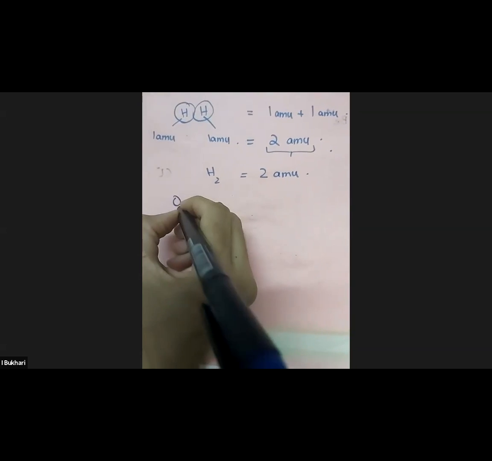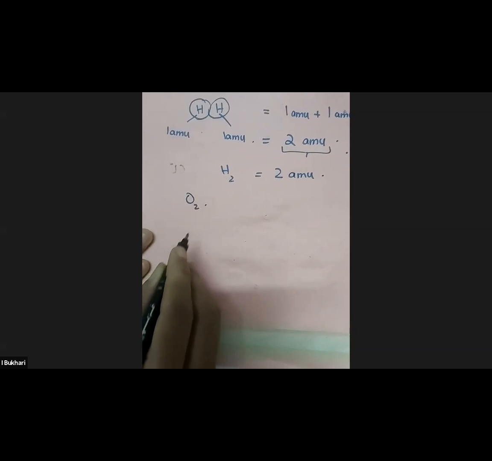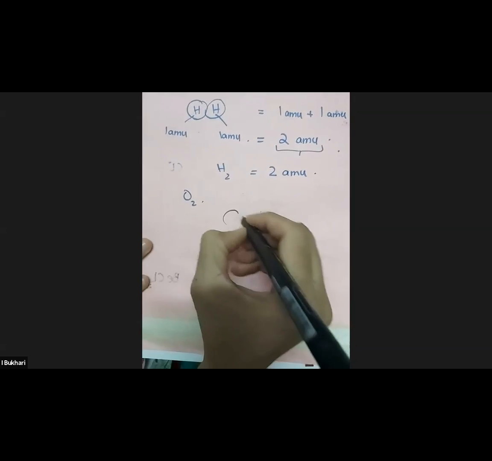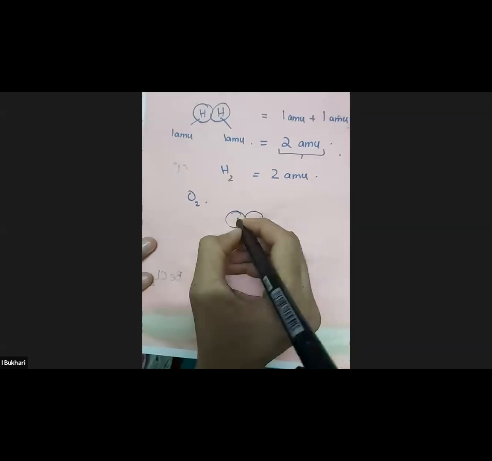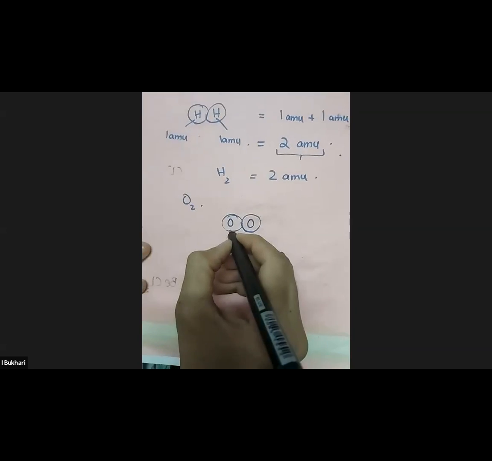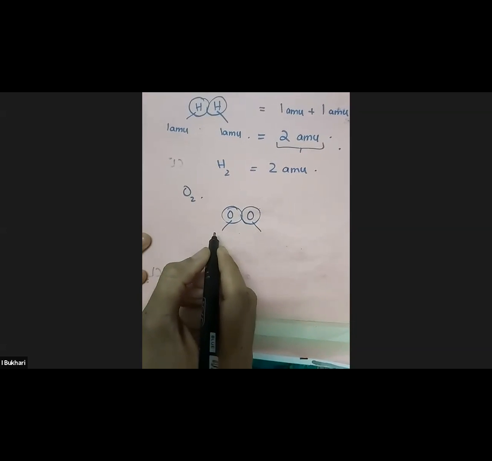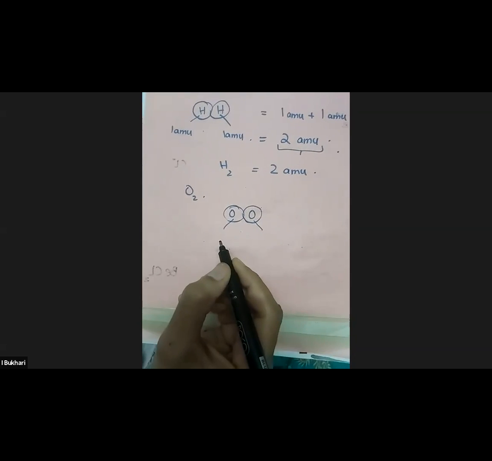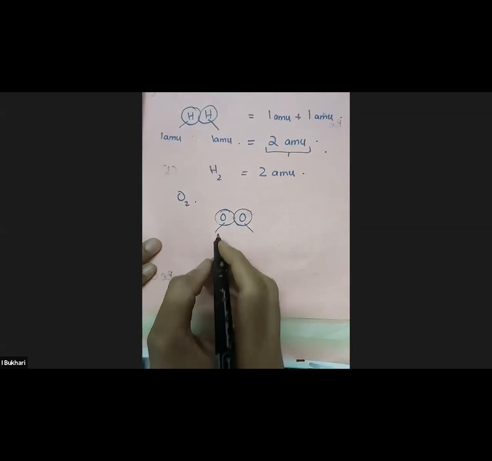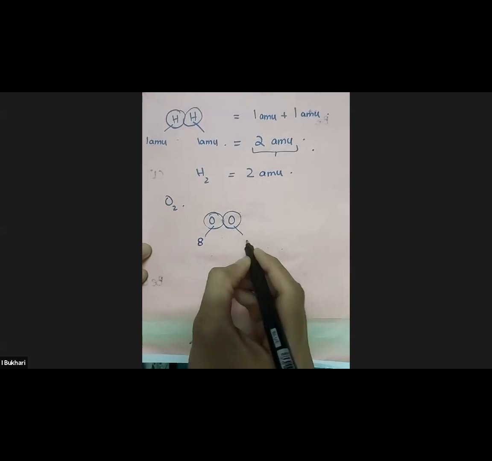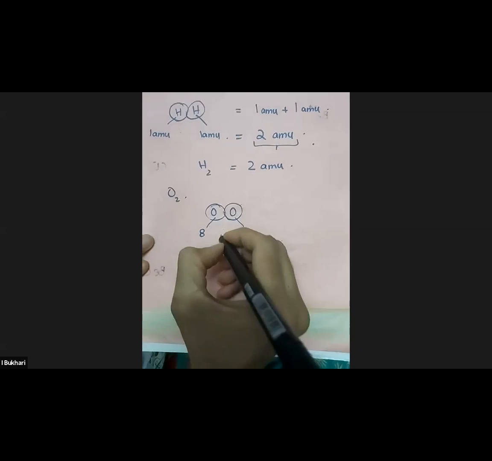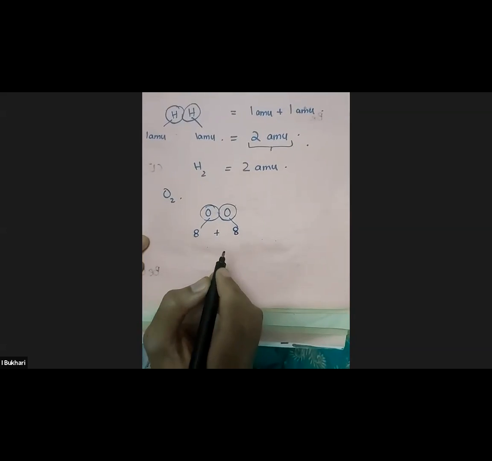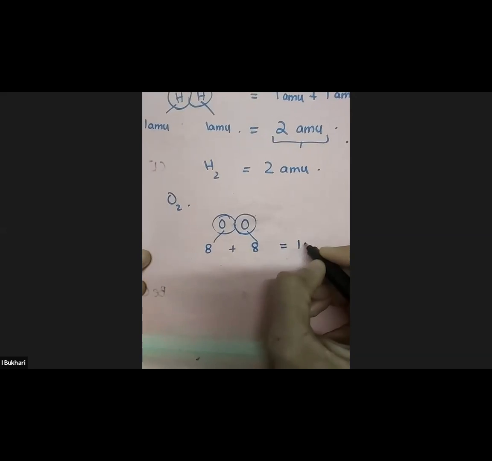Let's do oxygen. Oxygen again has 2 oxygen atoms bonded together. What is the atomic mass of one oxygen atom? Use your periodic tables. 8. Yes, Amra Javed, 8. And this is also 8, because this is also oxygen. So 8 plus 8 would give me the formula mass for the whole molecule. 8 plus 8 is 16.